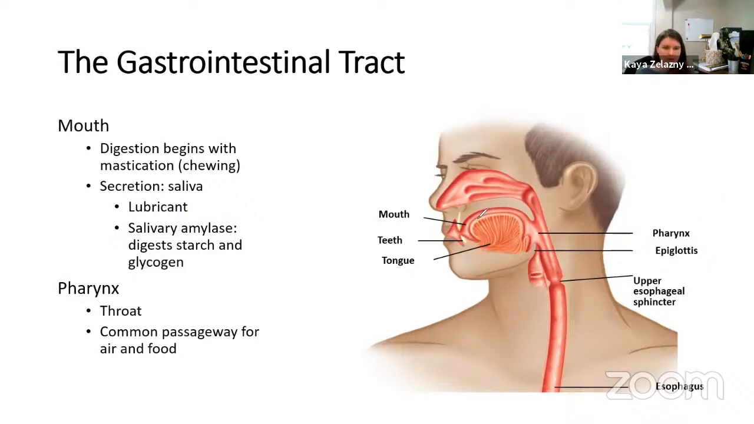So from the mouth, we pass into the pharynx, right? The pharynx is basically just conventionally referred to as the throat. The pharynx here is a common passageway for air and food until we hit the region of the epiglottis, where we will see a separation between our larynx and our respiratory pathways to the anterior portion, and our esophagus and then the rest of our GI tract posteriorly.